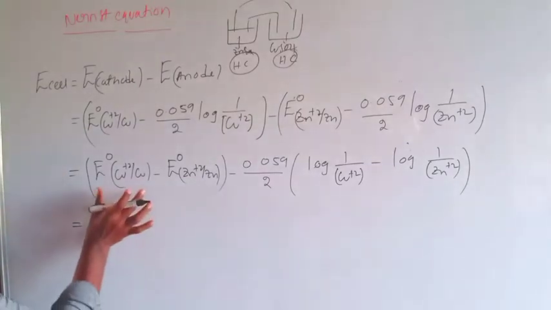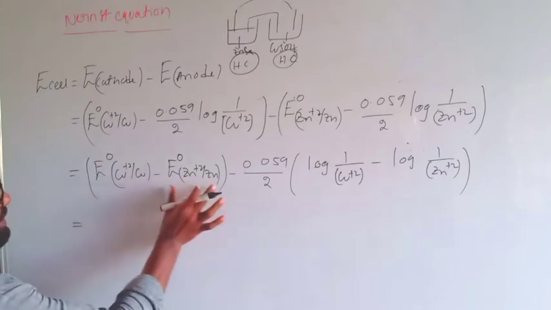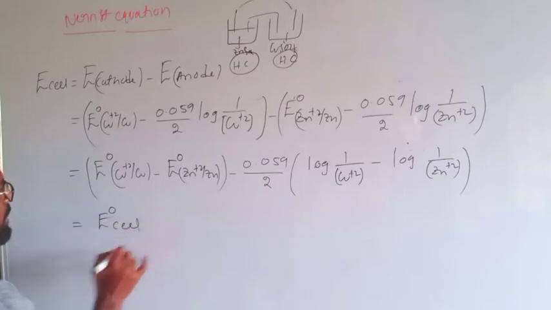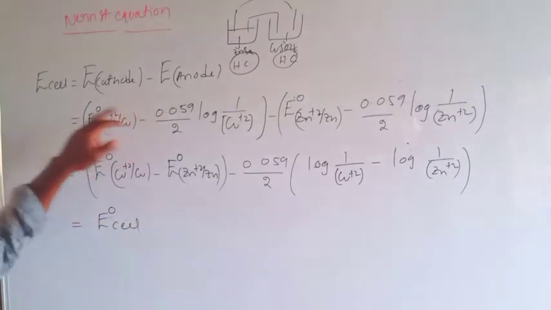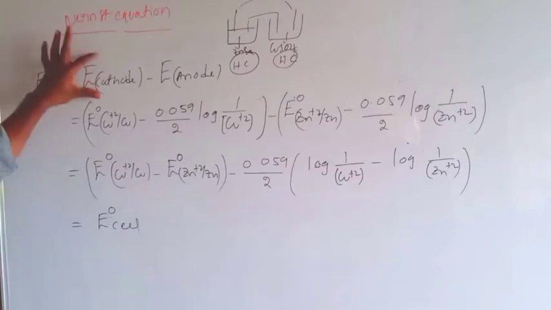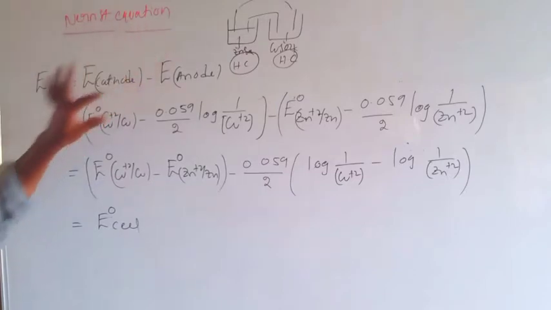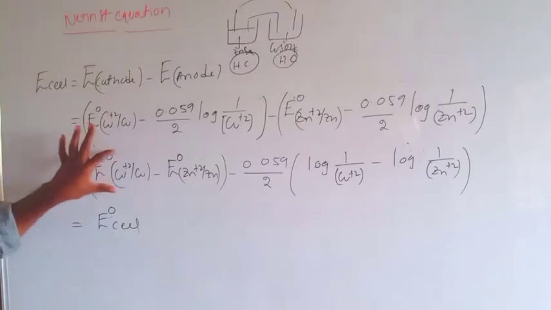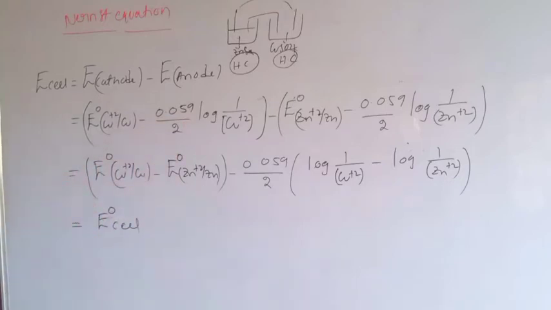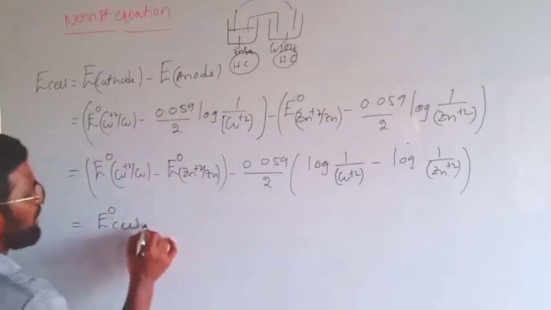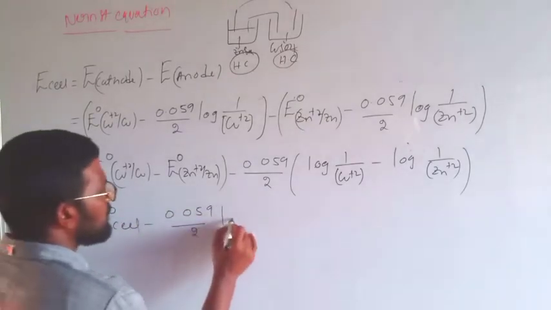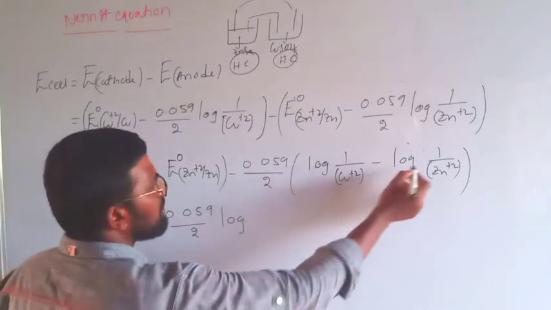Now here you see standard electrode potential of copper minus standard electrode potential of zinc can be written as standard electrode potential of the cell. Why? What is the electrode potential of the cell? Electrode potential of cell is equal to cathode potential minus anodic potential. Here also, standard cathodic potential minus standard anodic potential means standard cell potential. Standard cell potential minus 0.059 by 2. So this is in the form of log A minus log B, no?